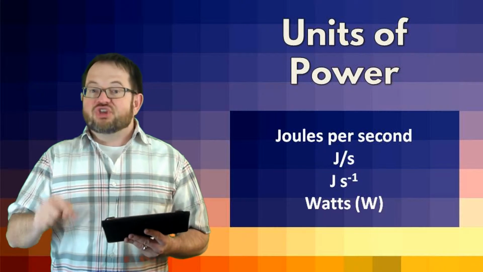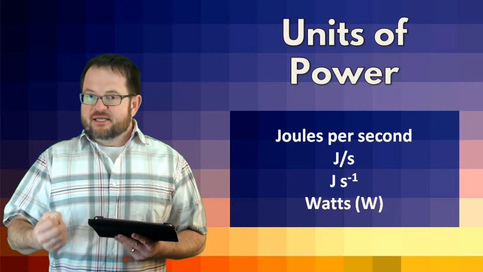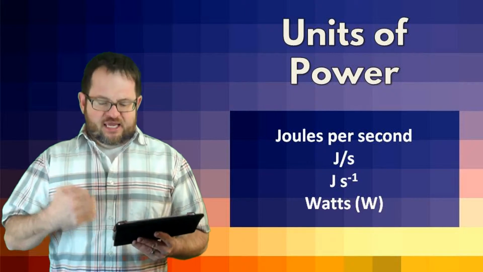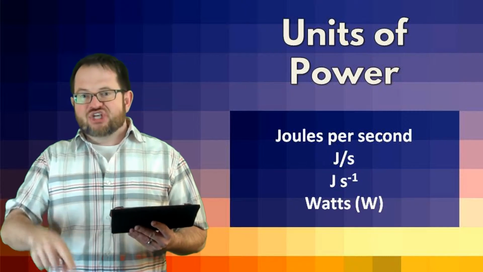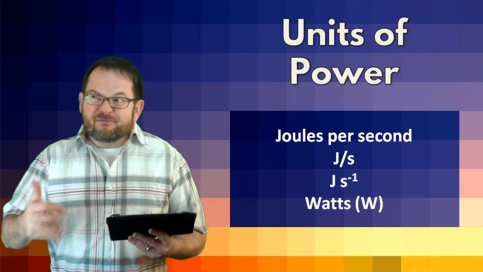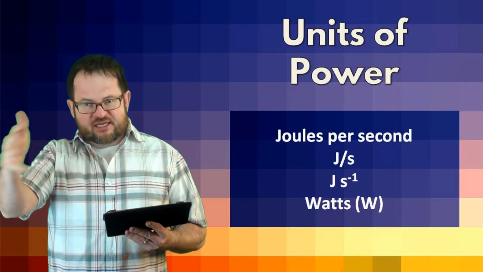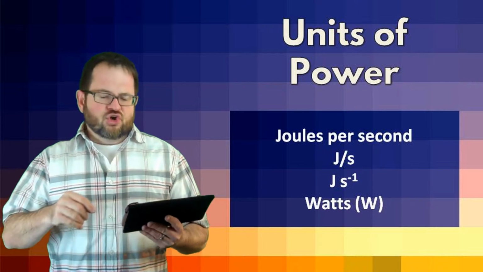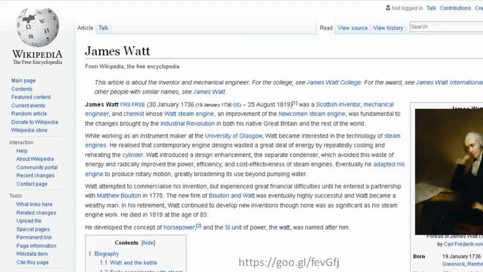Notice, though, that I'm saying here, the unit of power is watts. A joule per second, that much energy per second, is a watt. Joules per second written out, or J/s for joules per second. Even better, just to get comfy with the way scientists write things, J and then an s to the -1. To the -1 means per. So, joules per second. And they are named after good old James Watt.